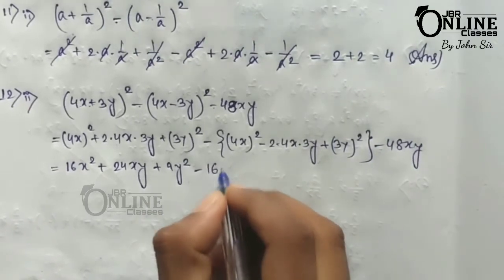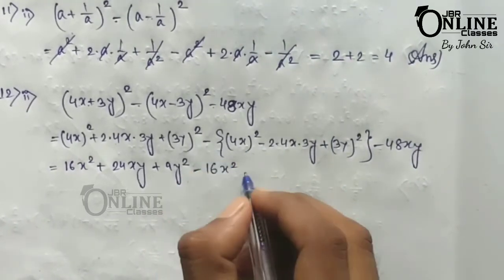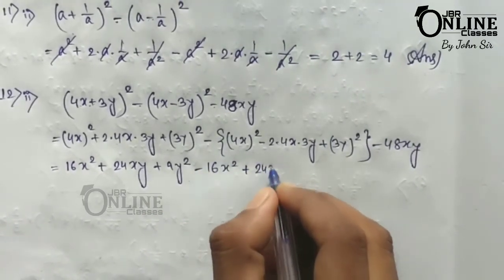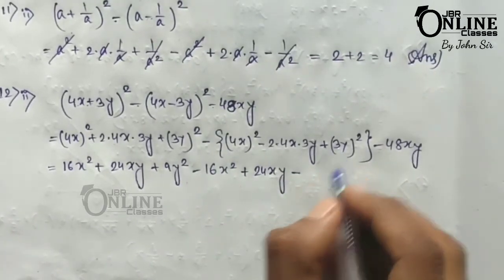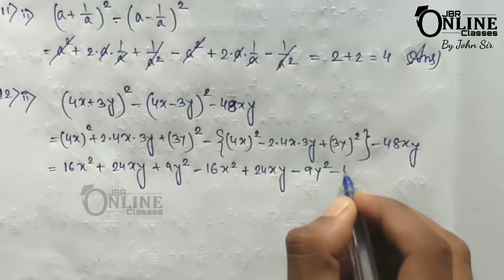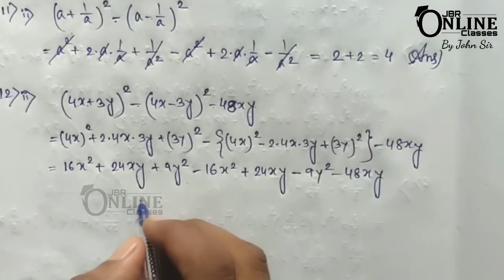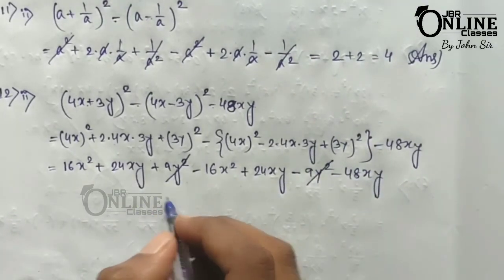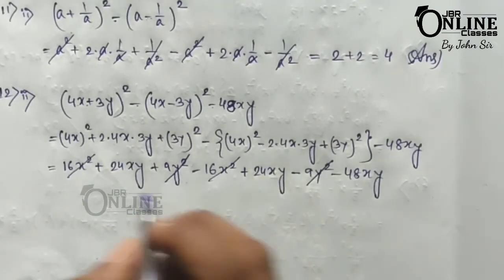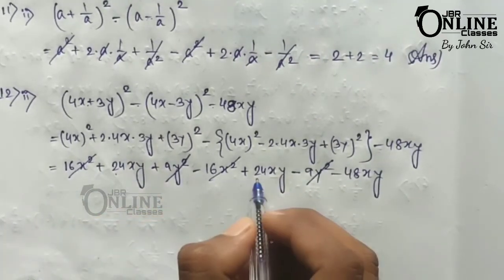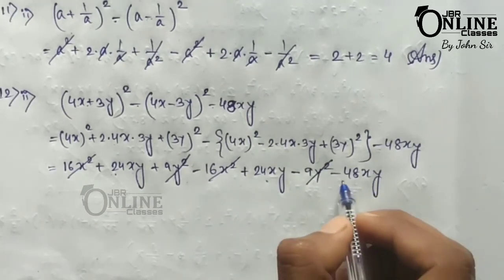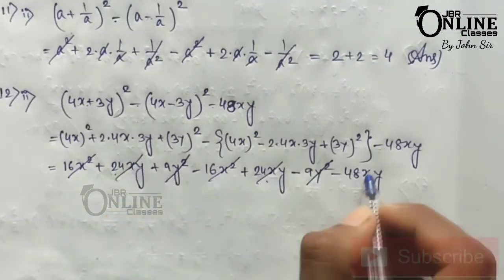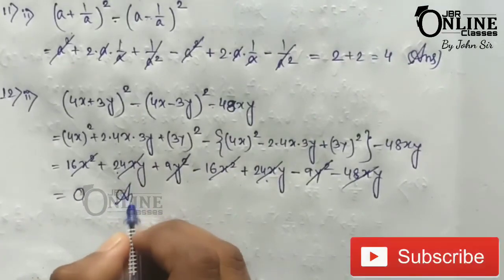Here also minus 16x square, as minus into minus is plus, 24xy, and the third one plus, minus a minus, so 9y square minus 48xy. So 9y square cancels out, 16x square also cancels, and 24xy plus 24xy means 48xy, and here also minus 48xy, so that equals 0. So 0 is the final answer.